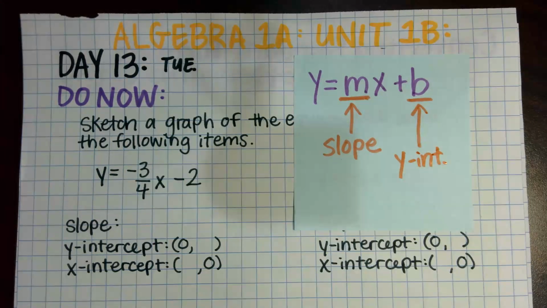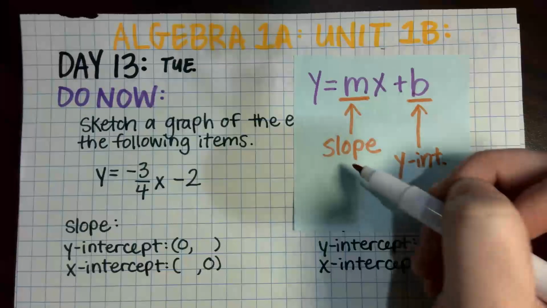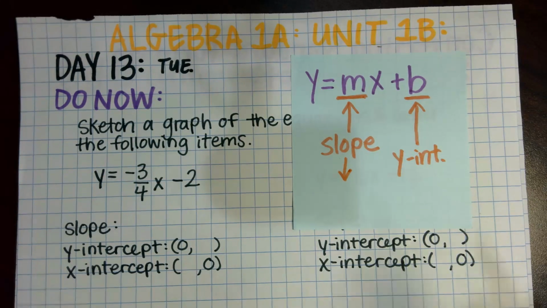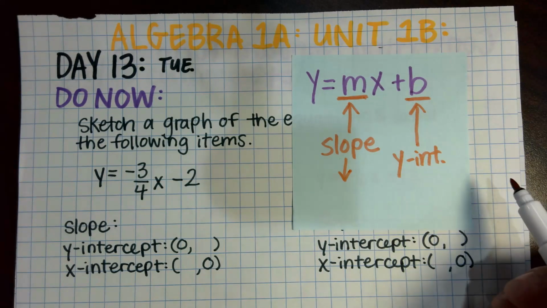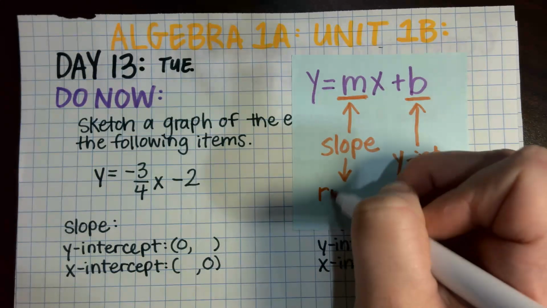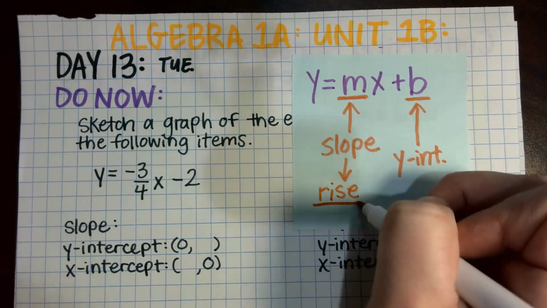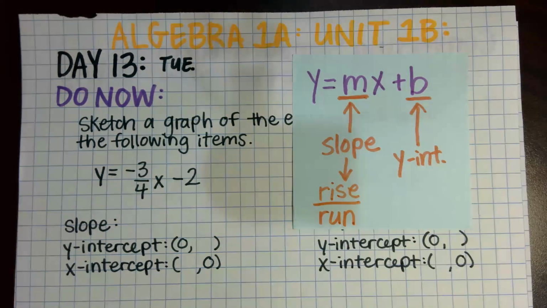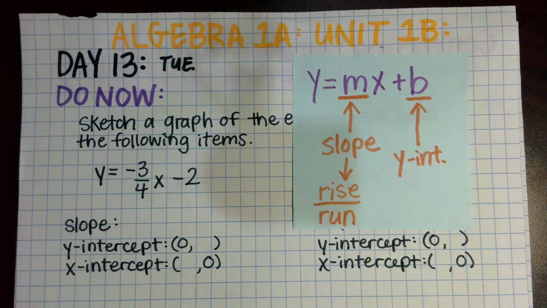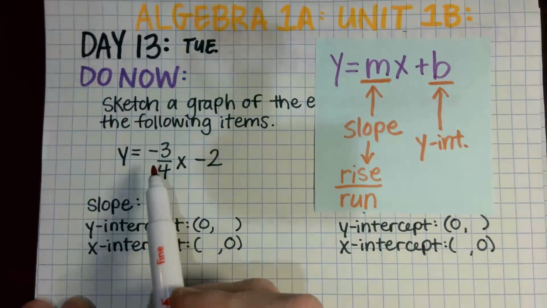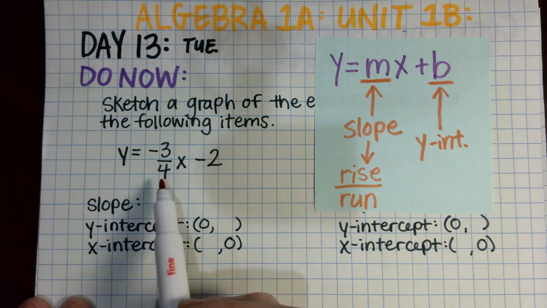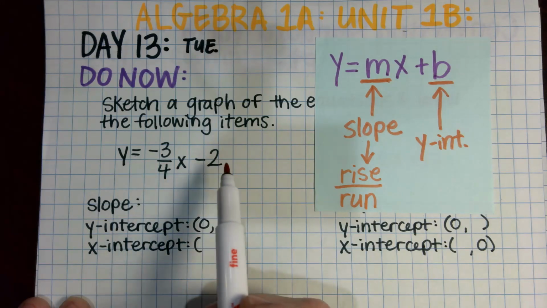All right. Now, real quick before we go through these, what's another way to write slope? Who remembers? Rise over run. And if you weren't here for that yesterday, hopefully it'll make a little more sense whenever we get to the application of that. So, let's look at our first equation. We have y equals negative 3/4 x minus 2.